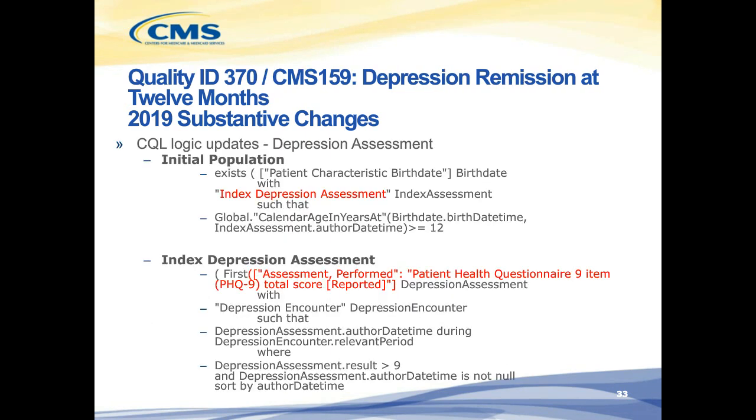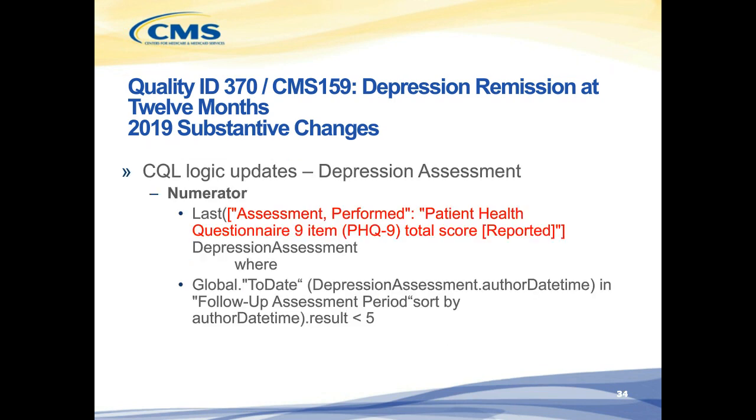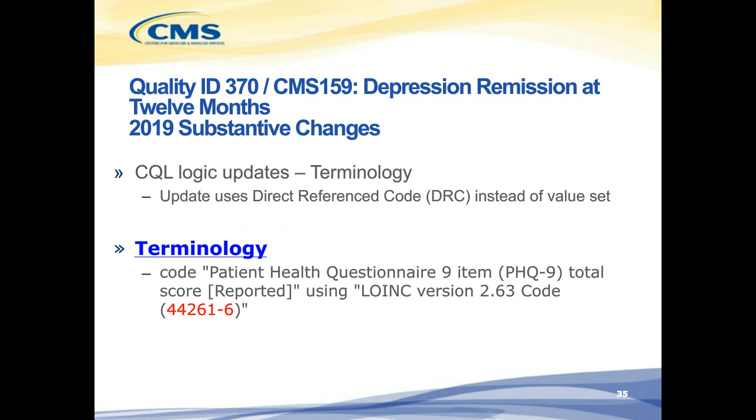Okay, when we look at where do we see this in the CQM logic, first we look at the initial population, and you can see that there is a reference to the index depression assessment. And when we further take a deeper dive into that index depression assessment definition, we see the reference to the first assessment performed, the PHQ-9 total reported score. Another place that we see reference to the PHQ-9 total reported score is in the numerator. Now, the previous value set was removed and replaced with the direct reference code, as Gary identified earlier in this talk, to more accurately reflect use of the total reported score. Now, the PHQ-9M did not have a specific code available when it was added to the measure. Therefore, the only change to the measure was specifying a direct reference code to the total reported score.